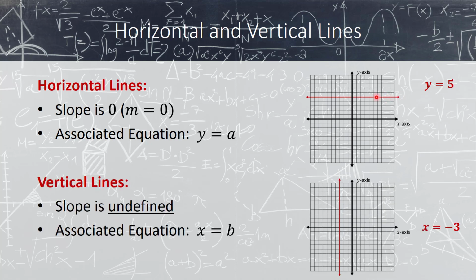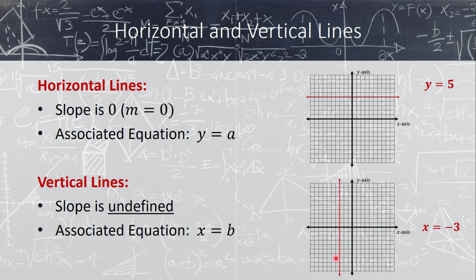Now with vertical lines, the line goes straight up and down. As a consequence, the slope is undefined. If we could define infinity, which we can't, we would say that the slope is equal to infinity. But since infinity is not a real number, we just simply say it's undefined.